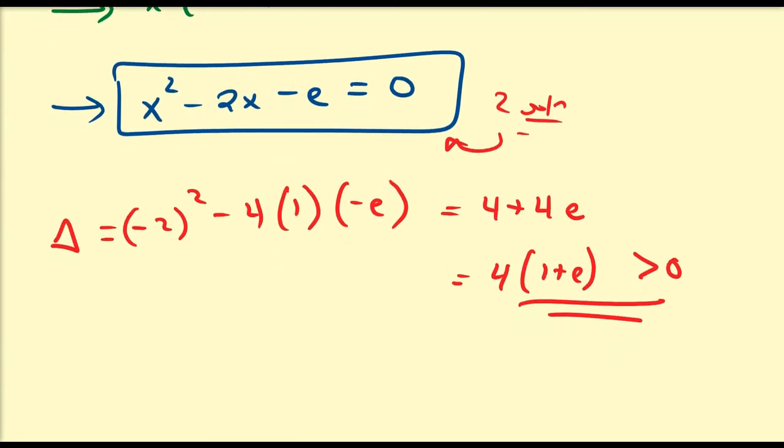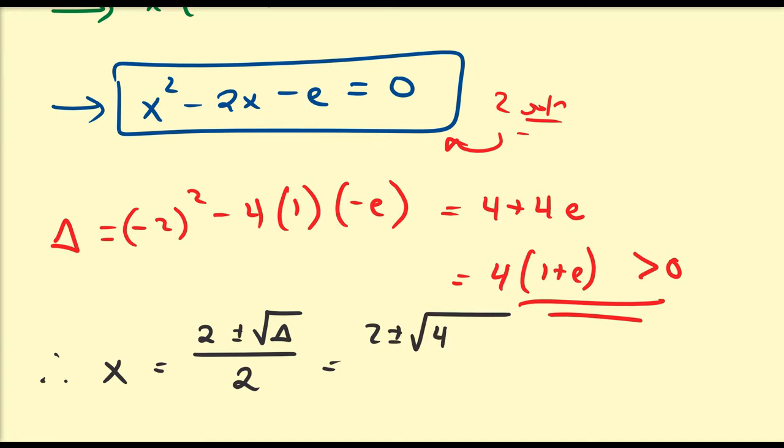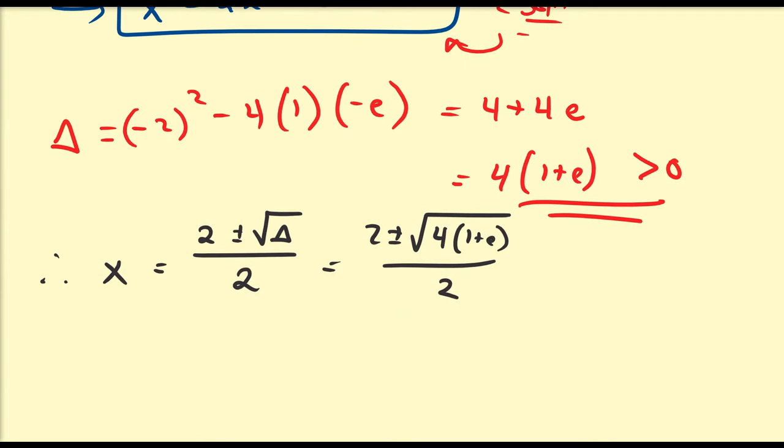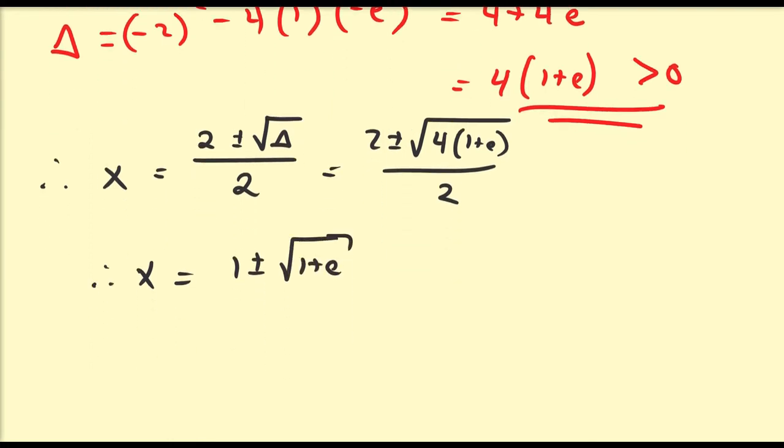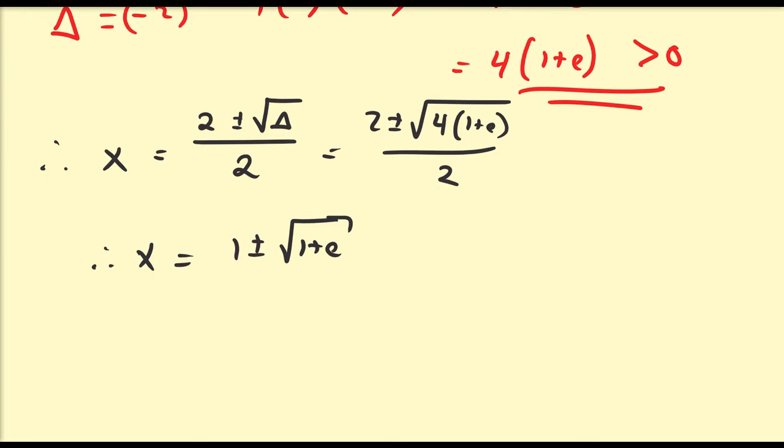All right, so our solutions are going to be of the form x is equal to negative b plus or minus the square root of the discriminant all over 2a, and a is going to be equal to 1. So we have 2 plus or minus the square root of delta, so that's going to be 4 times 1 plus e, all over 2. The square root of 4 is 2, and those 2's will cancel, so that's wonderful. So x is going to be equal to 1 plus or minus the square root of 1 plus e.